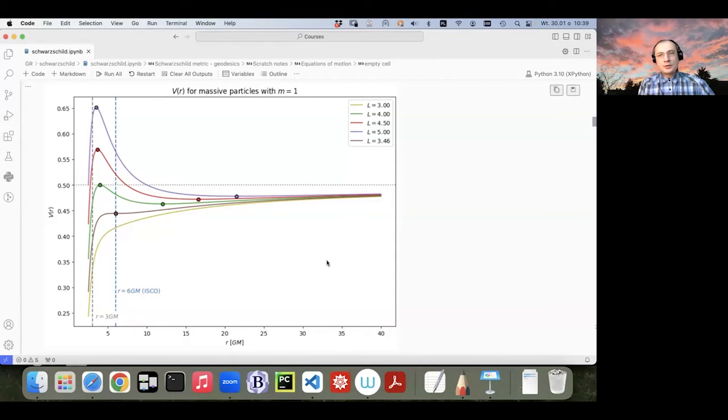So do you have any questions about circular orbits around a Schwarzschild black hole for massive particles?